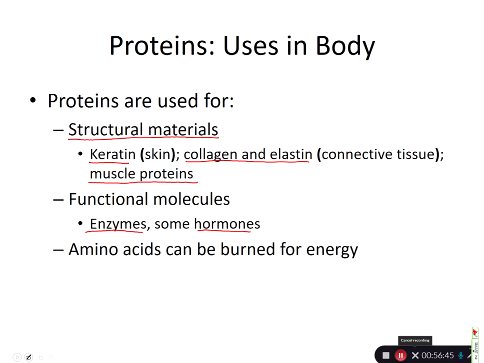But usually, they're the last thing we'll use for energy. So if you have no carbs and no lipids, the last thing you'll use are proteins. But your body is not usually going to burn amino acids for energy. It needs those to make things.